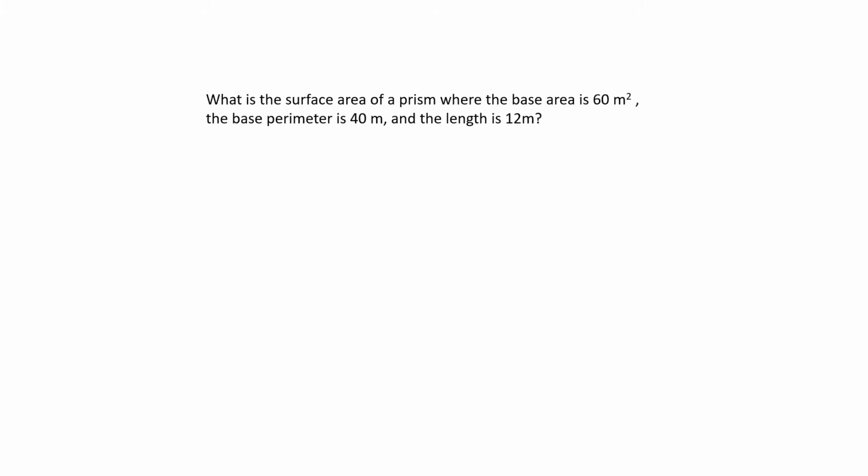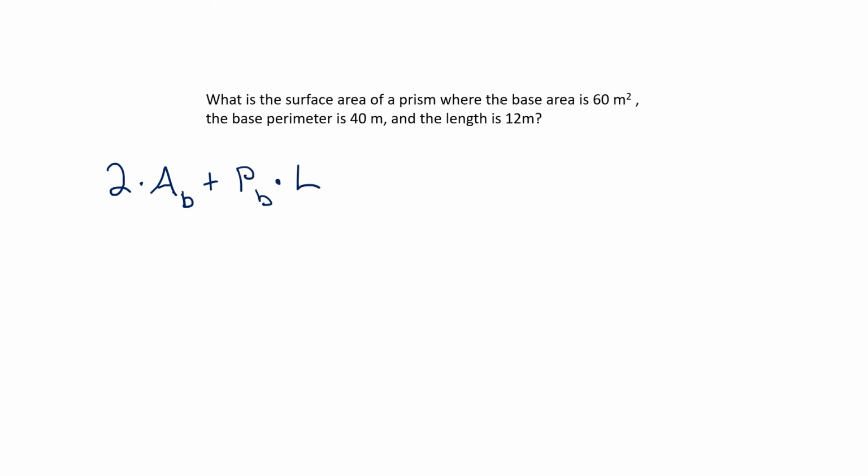What is the surface area of a prism where the base area is 60 meters squared, the base perimeter is 40 meters, and the length is 12 meters? So you'll notice again, it does not give us the type of prism, but that's fine. We have everything we need. So the surface area is 2 times the area of the base, which is what I'm writing here. You could just say A, but I think it makes more sense when I say it and add the subscript. Plus the perimeter of the base times the length.